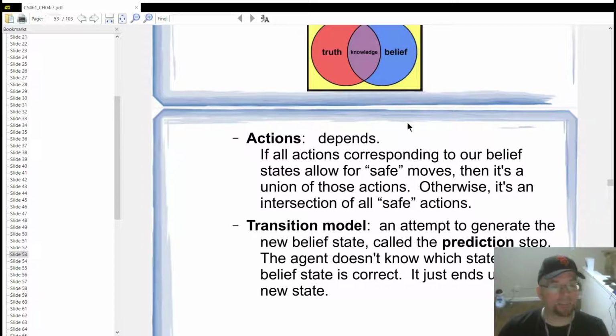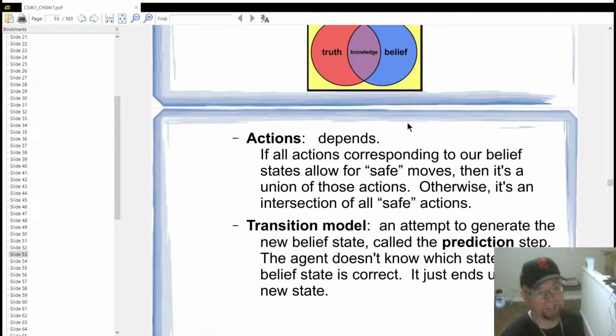Okay, so the transition model. Oh, almost forgot. If all the actions are safe, let's say that you were in 2 different states, and for both states, you could move north and south. Well, then all of those actions could be applied in your search. Because if you were in this state or this state, moving north from either one is valid, you can transition to a valid state. Or moving south from either one is valid. So that becomes a union of all of the belief state actions that allow for safe, legal moves. But if there are multiple states in your belief state where that's not the case, then it's an intersection.